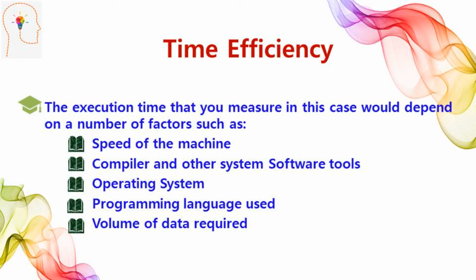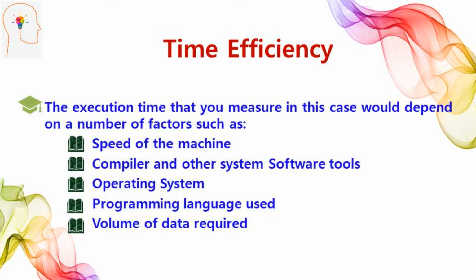The time efficiency of an algorithm is measured by different factors. For example, suppose we write a program for a defined algorithm, execute it using any programming language, and then measure the total time it takes to run. This execution time depends on a number of factors.